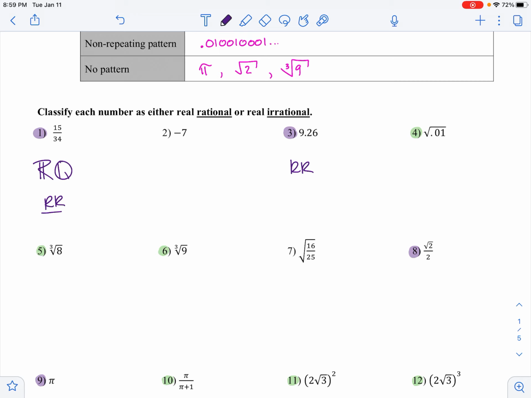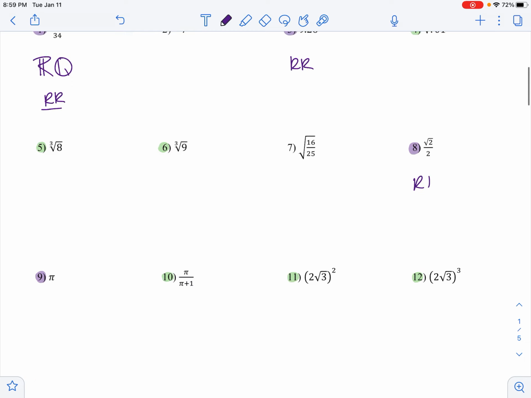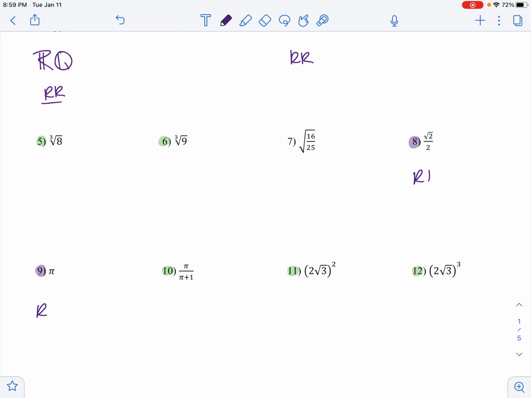Number 8, I don't care that there's a 2 on the bottom. The problem is that there's a root 2 on the top. This one is very clearly real irrational. And then 9, that was one of our main examples.